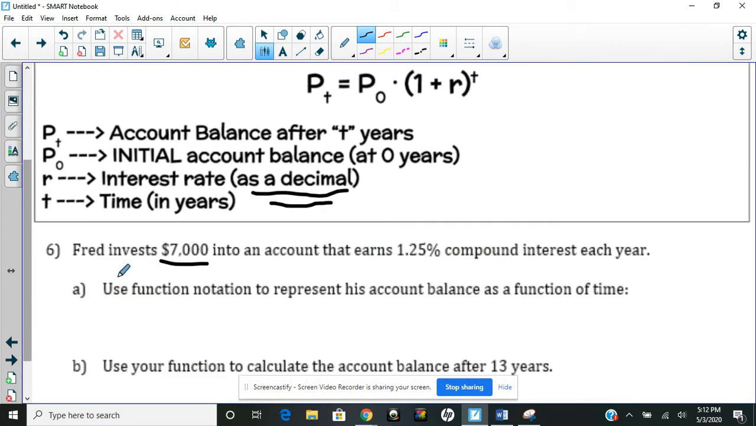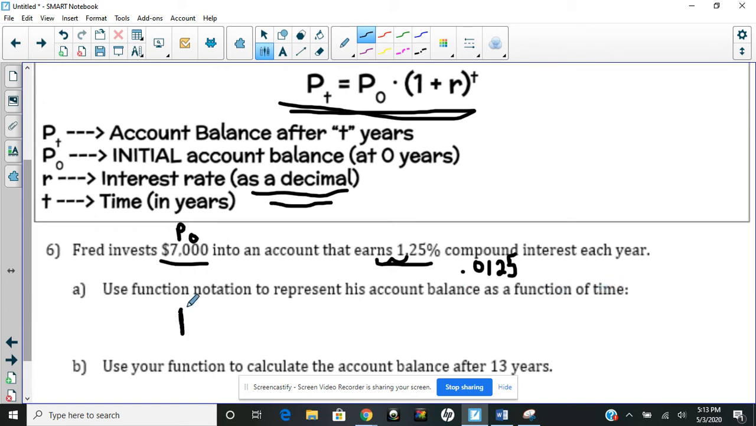Let's do a problem. So we see Fred invests $7,000. I already told you, 7,000 is our initial amount, so that's our P sub 0, into an account that earns 1.25%. We said we have to change that to a decimal, so move the decimal point to the left twice. 0.0125. So that's going to be what I use for R. Compound interest each year. Because we see this phrase compound interest, it means that I'm going to be using this formula right here. If it said simple interest, I'd use the formula from the first video. Use function notation. I already said I'm going to use P of t because that's what they gave us here. But function notation is just f of x or f of t, just like we did at the beginning of the year, to represent his account balance as a function of time.